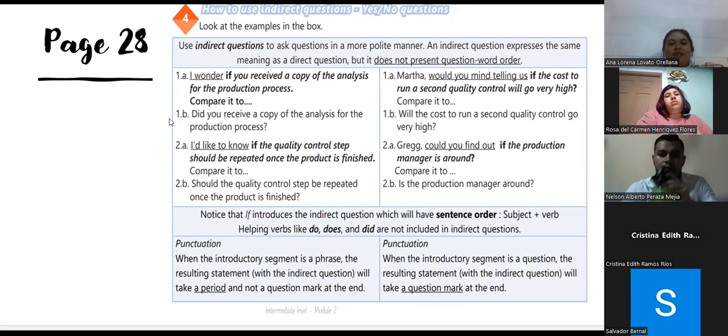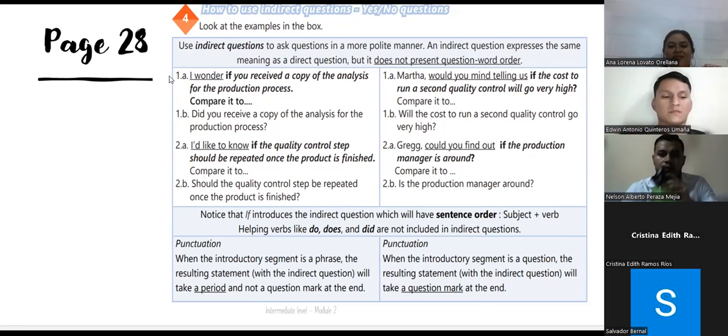Let's see. The first example, 1A and 1B, please, Rosa del Carmen. I wonder if you received a copy of the analysis for the production process. Compare it to: Did you receive a copy of the analysis for the production process? All right, thank you very much. So if you see here, it says "you received". And now we see that the question is "did you receive?" Okay, did you receive?